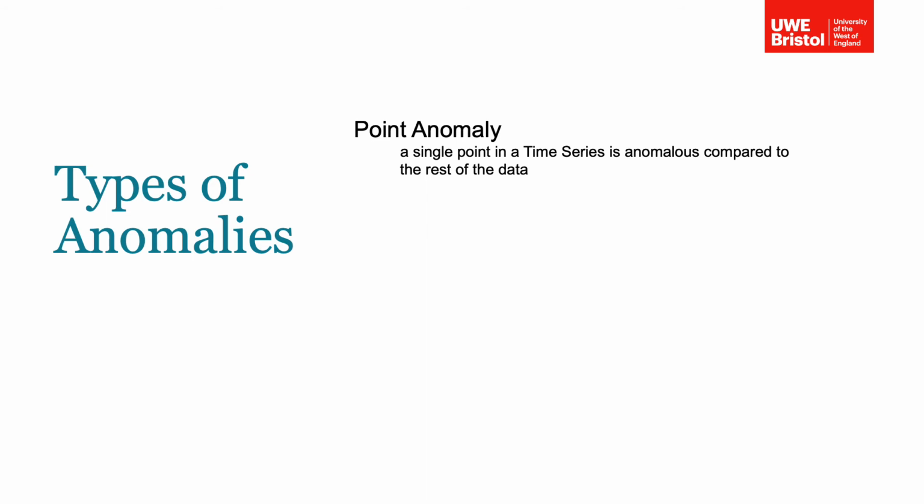Point anomaly. This is where a single point in a time series is anomalous compared to the rest of the data. This is the most typical kind of anomaly that we may think of. Yet, if we are graphing the correct data, it is also the most straightforward to identify.